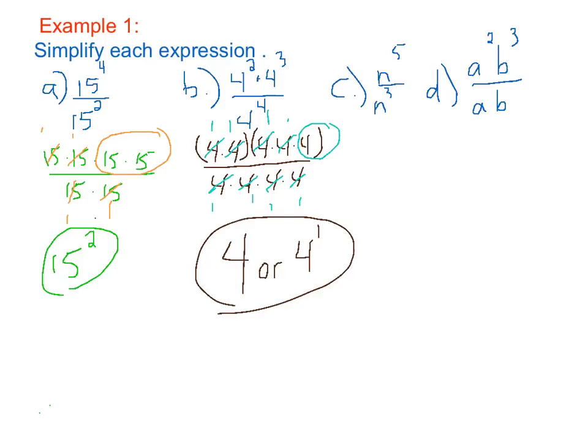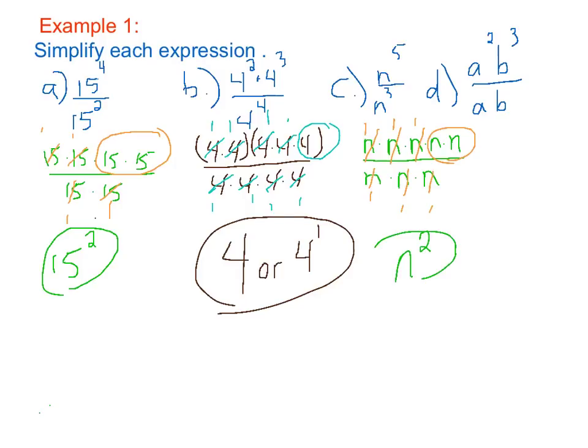Looking at part C here, in the numerator we've got n to the 5th. That means we've got n times n times n times n times n all over n multiplied by itself 3 times. And if we look to simplify this, n divided by n is 1, n divided by n is 1, n divided by n is 1. Look at what remains. We have just n squared. So here we are with that simplified.